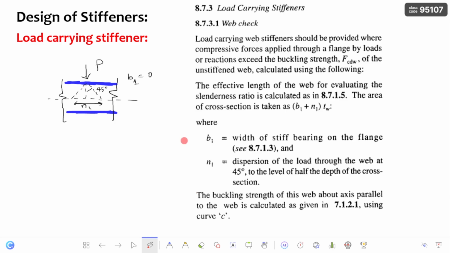Here, coming to the CODAL provision, that is load carrying stiffeners. And corresponding load carrying stiffeners, this is regarding the web check. Load carrying stiffeners means that whenever the web is not having the capacity to take the load coming onto it, the stiffeners are going to be provided at the locations wherever it is necessary. At those locations, a certain part of the load is taken by the stiffener. So that's why they are called load carrying stiffeners.